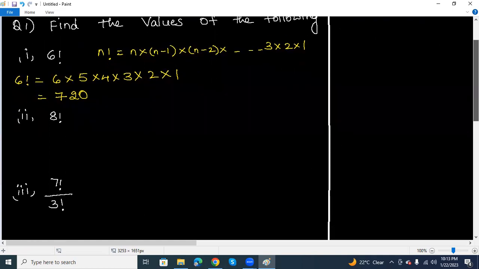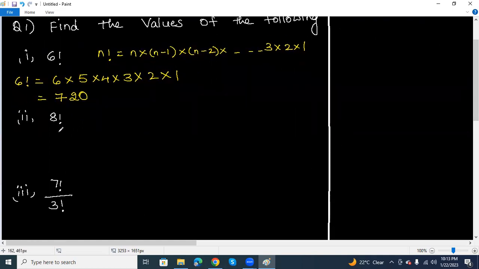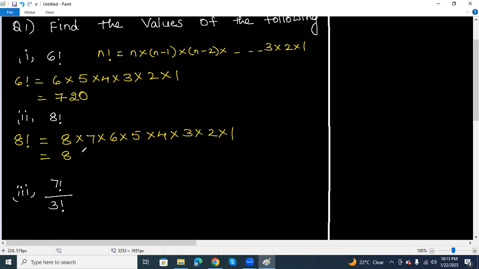The next one. What is the value of 8 factorial? 8 factorial is equal to 8 into 7 into 6 into 5 into 4 into 3 into 2 into 1. Here, if you observe, after 8 into 7, this is nothing but 6 factorial only, no? 6 into 5 into 4 into 3 into 2 into 1. And we already know the value of 6 factorial, so we can write this as 6 factorial.